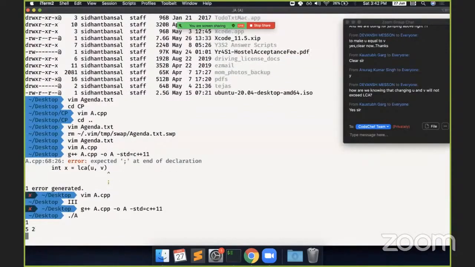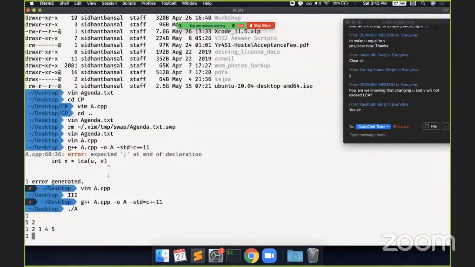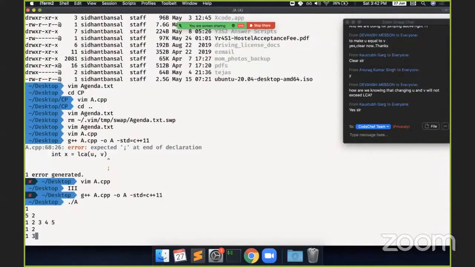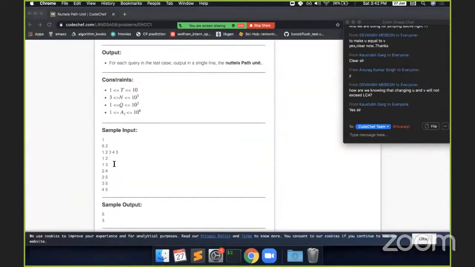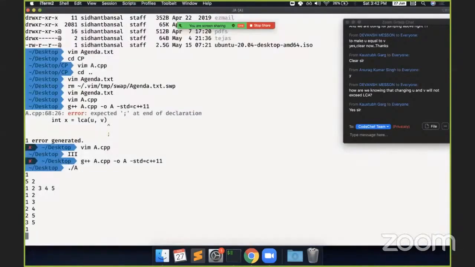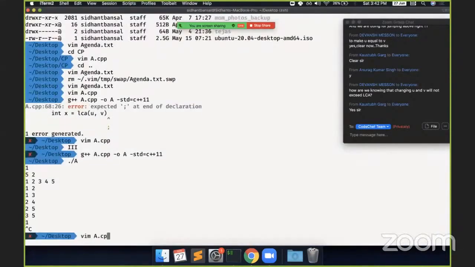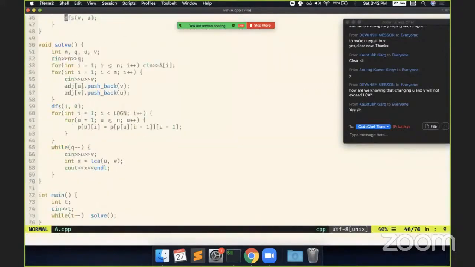One question: 5, 2, 1, 2, 3, 4, 5. Okay, then 1 has a child 2, 1 has a child 3, 2 has a child 4, 2 has a child 5, 3 has a child 5. Okay, I did something bad, I think. So N and Q come, then N elements, then this U V.